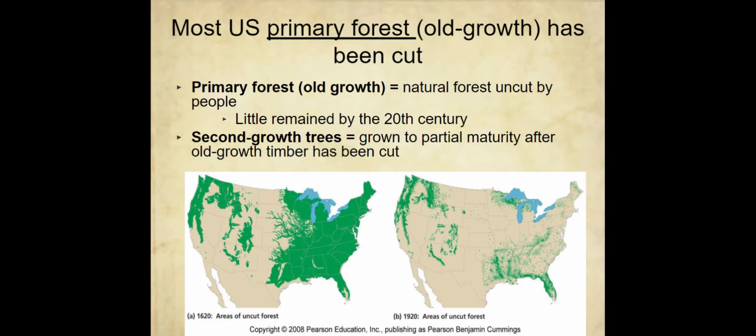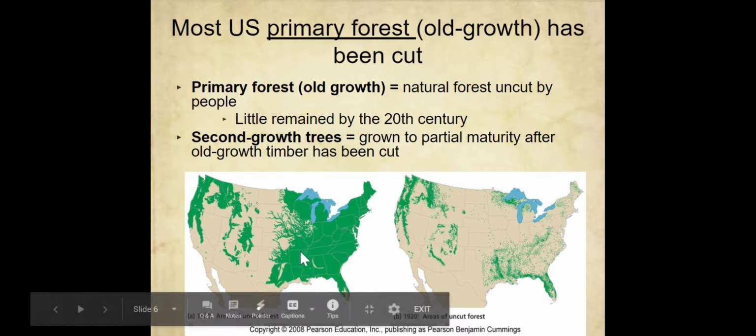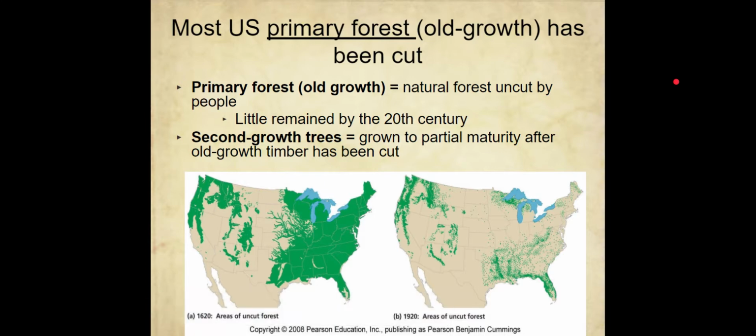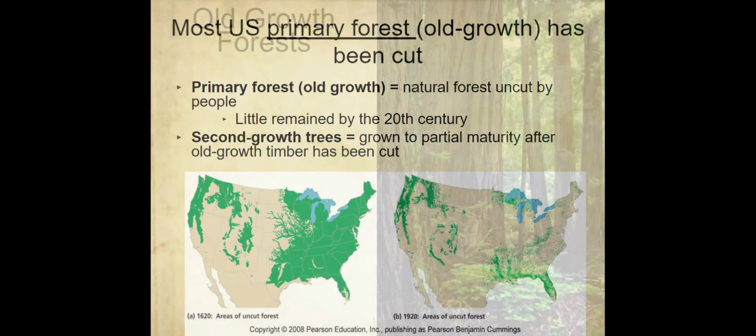Most of the U.S.'s primary forest or old growth forest has been cut down. Okay, if you look at the picture on the left, this is the 1620 map. This over here is the 1920 map. So it's much smaller now, and we've cut down a majority of the forests in the US.